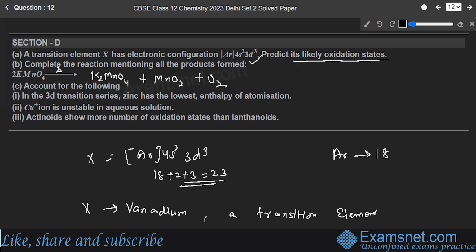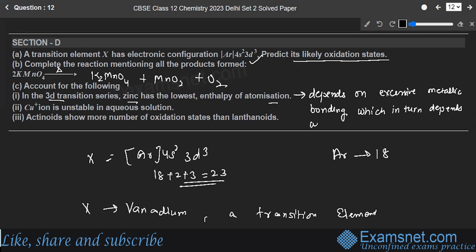Now, the C part, account for the following. In the third transition series, zinc has the lowest enthalpy of atomization. The enthalpy of atomization depends on extensive metallic bonding, which in turn depends on the number of unpaired electrons.